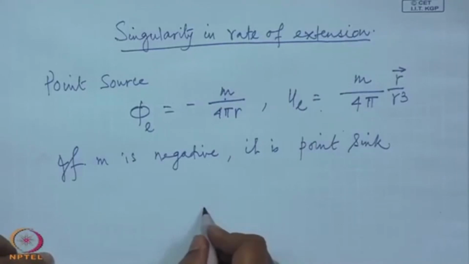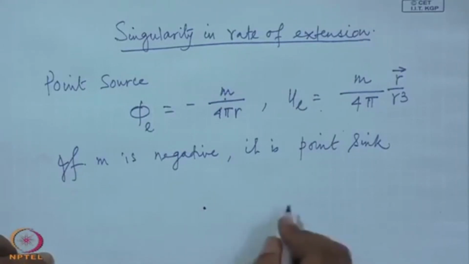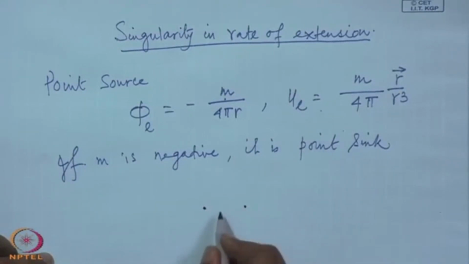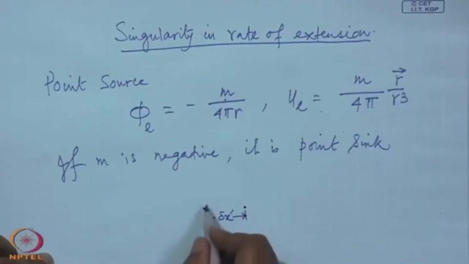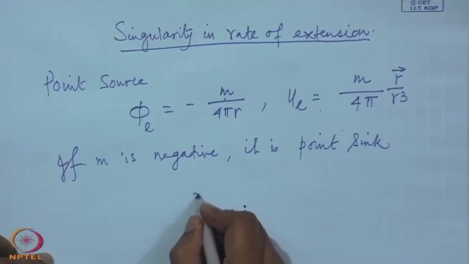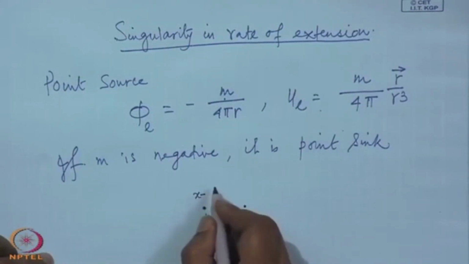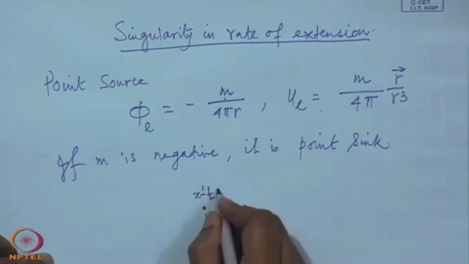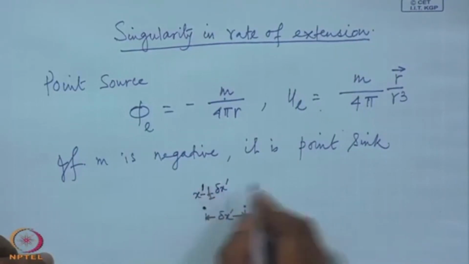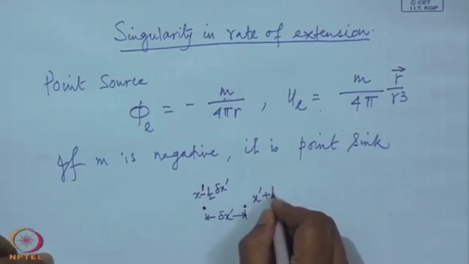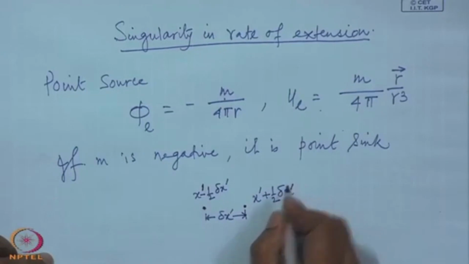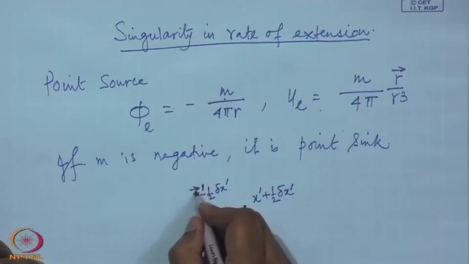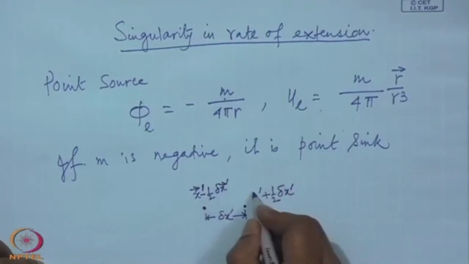Let us consider this is the sink, this is the source. This distance we will call delta x prime. This point is x prime minus half delta x prime, and this point is x prime plus half delta x prime. These are all vectors. That means it is really the coordinate of the point.